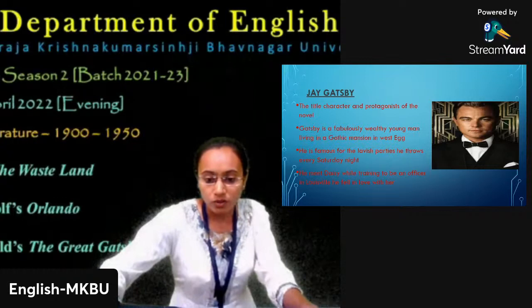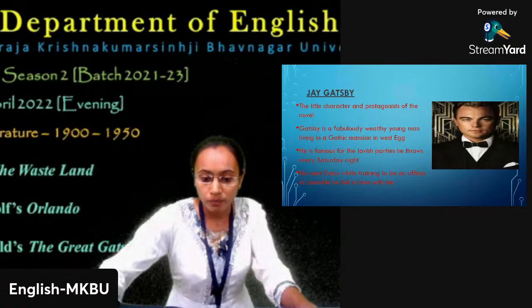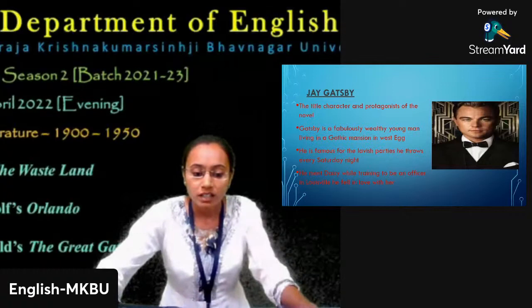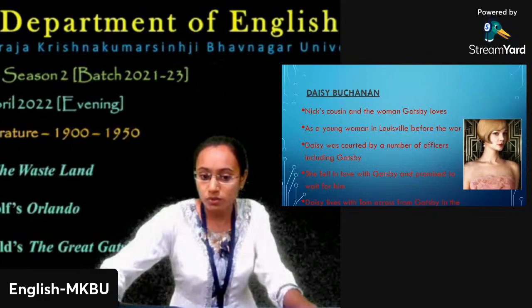Gatsby is a fabulous, wealthy young man living in a gothic mansion in West Egg. He is famous for the lavish parties he throws every Saturday night. He meets Daisy while training to be an officer in Louisville, where he fell in love with her.